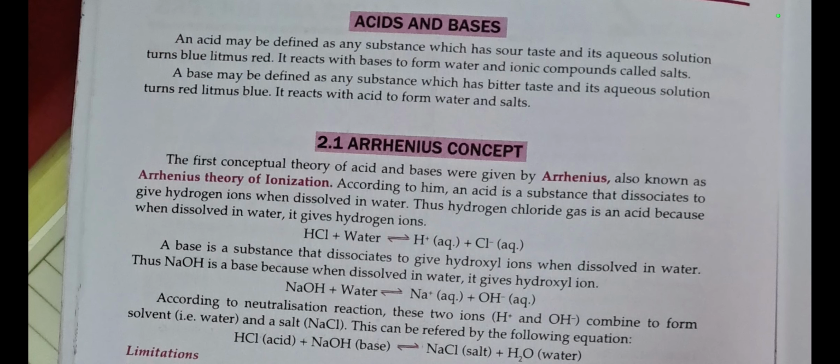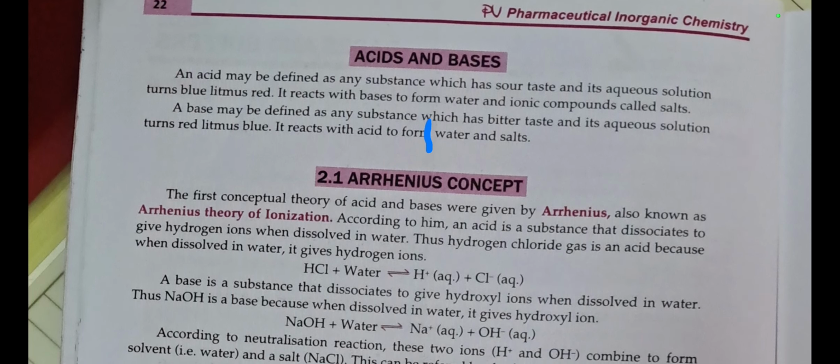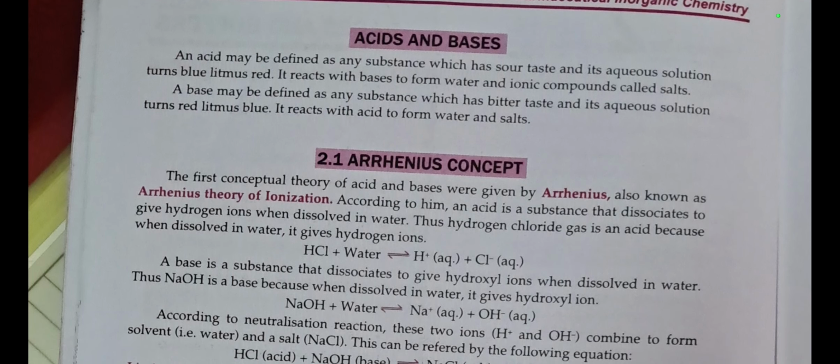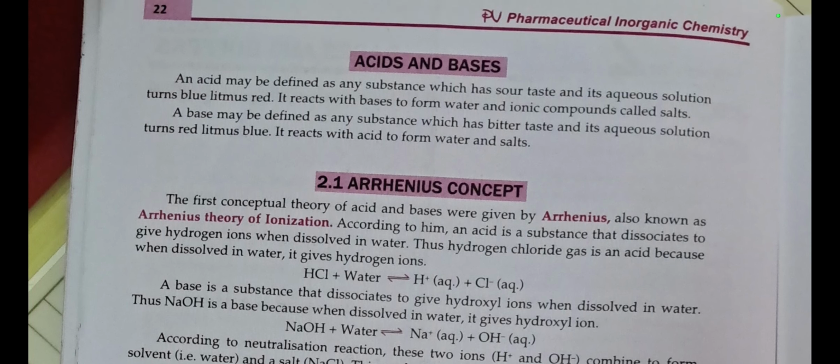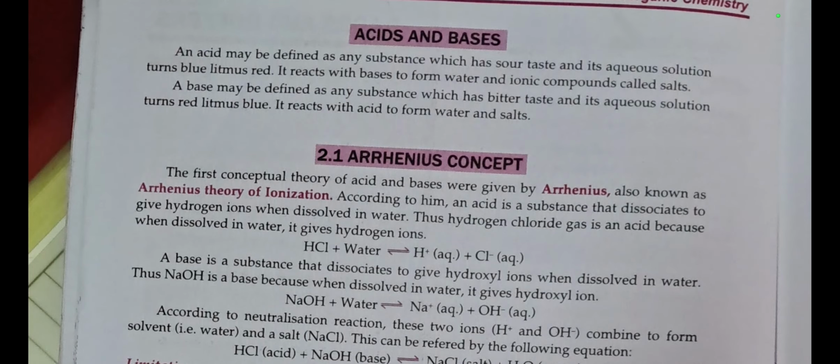This class will discuss the introduction of acids and bases. So first, what is the definition for acids and bases? An acid may be defined as any substance which has a sour taste and whose aqueous solution turns blue litmus red. It reacts with bases to form water and an ionic compound called salt.